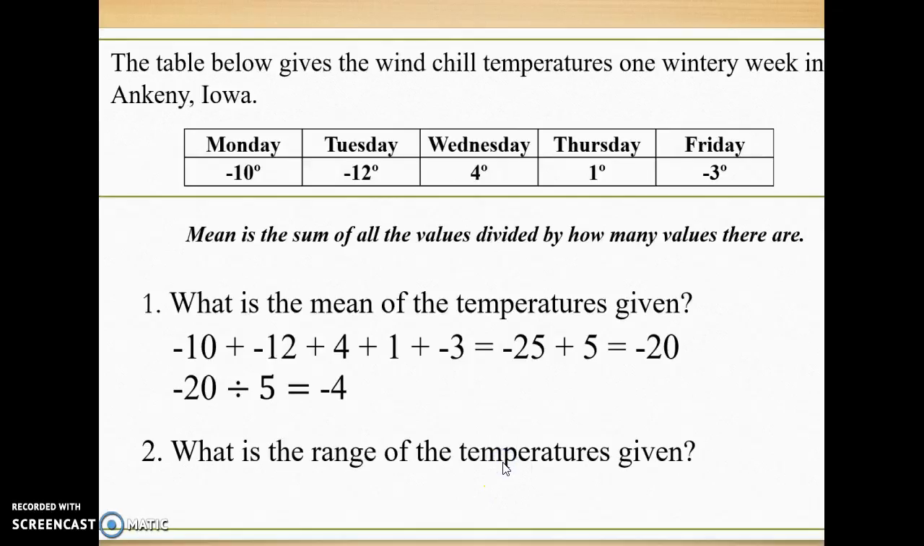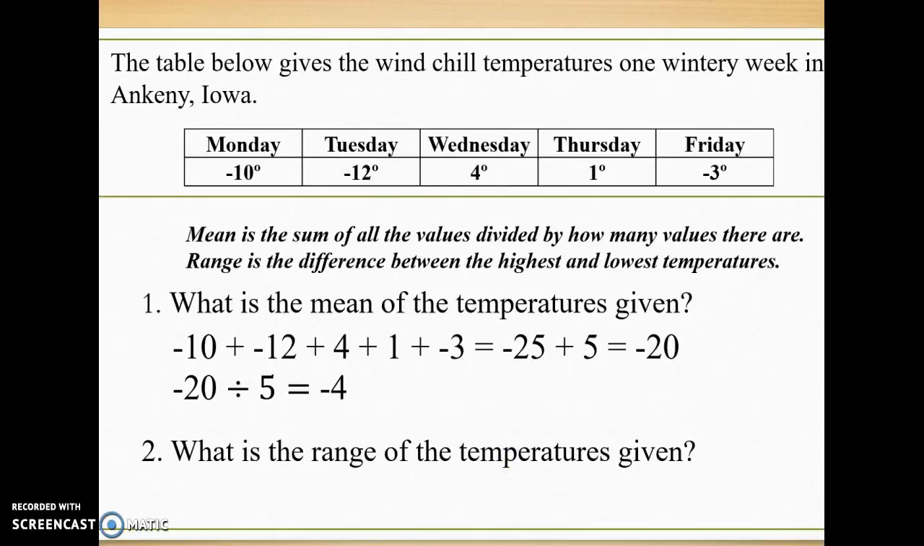The second thing I'm going to be asked is to find the range of the temperatures given. And again, what's the range? The range is the difference between the highest and the lowest temperature. So keep in mind, it's a difference, which means it's a subtraction. Because highest comes first in this sentence, highest has to come first, and then the lowest temperature is second. So I would go with highest temperature minus, that's the difference, the lowest temperature.